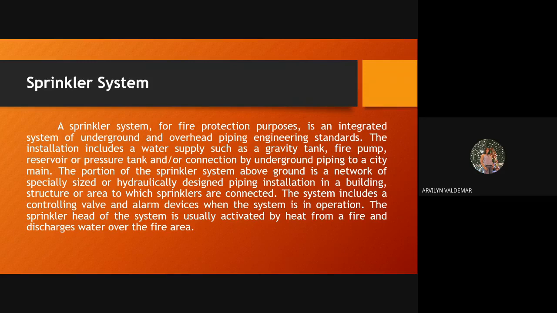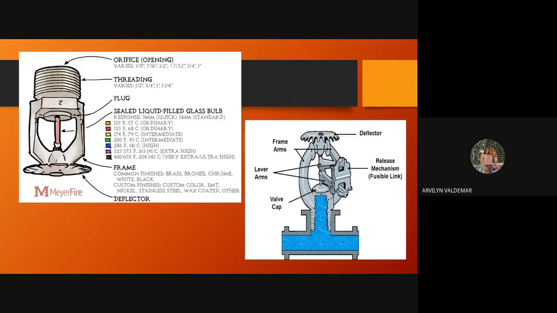The system includes a controlling valve and alarm device where the system is in operation. The sprinkler head of the system is usually activated by the heat from a fire and discharges water over the fire area. So, ganito po yung itsura ng sprinkler, sir. Meron din po corresponding color, sir. Pag yung temperature na-reach, parang mag-open yung bulb. Kita po ba? Hindi ata kita.